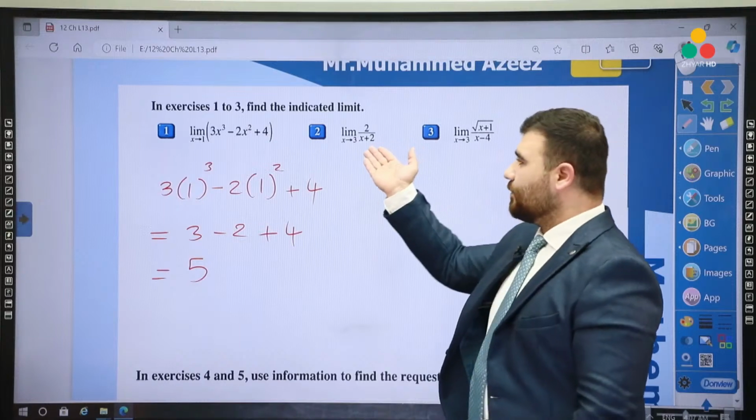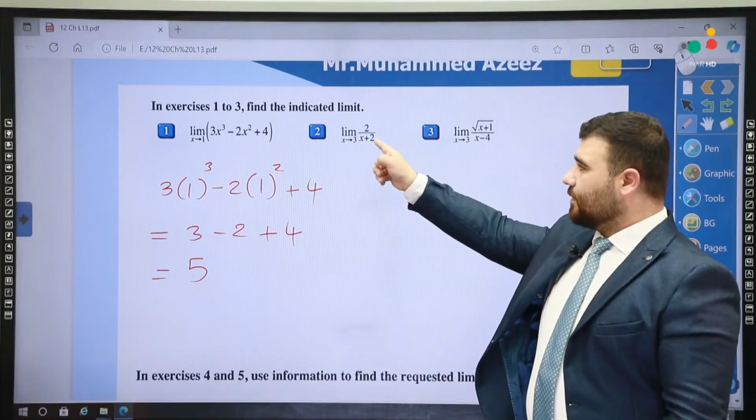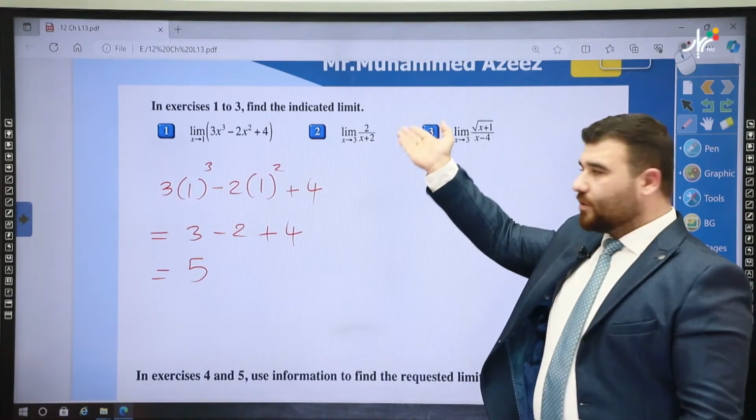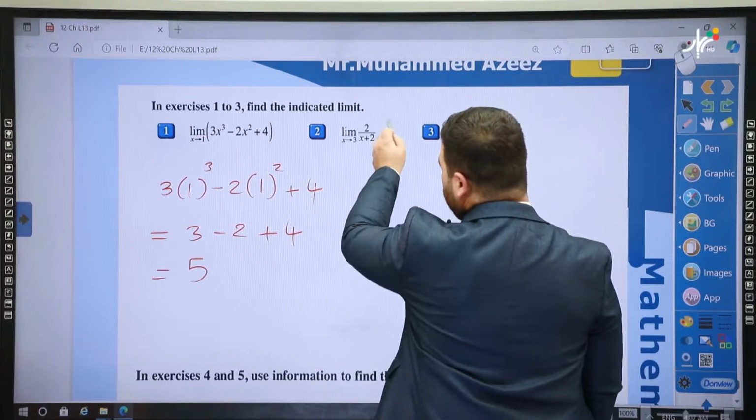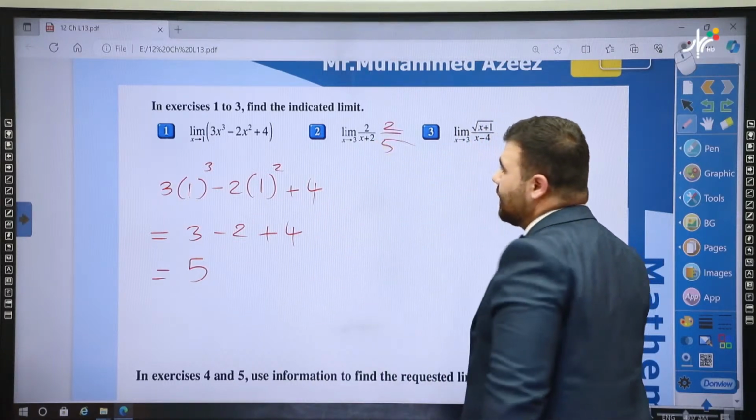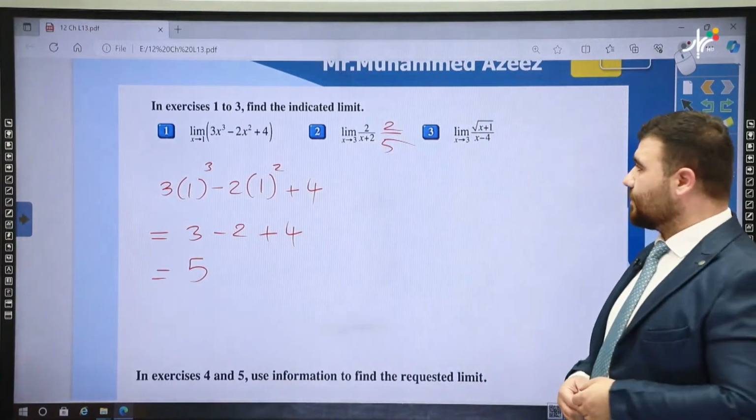Here, if I directly put 3, it will be 3 plus 2, that's 5. 2 over 5 is the answer. That's direct substitution, it will not be 0 over 0.